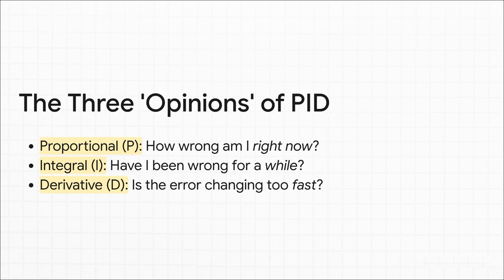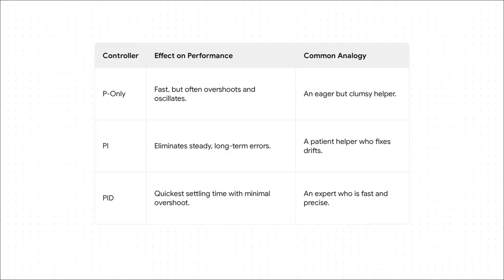And the derivative expert is the cautious one, looking ahead. If it sees the error closing too fast, it says, whoa, slow down, tap the brakes, we're going to overshoot. And what's so cool is how these 3 opinions work together. Just using P is like having an eager but kind of clumsy helper. Add in I, and that helper becomes much more patient. But when you combine all 3, P, I, and D, you get an expert. It's fast, it's precise, and it's stable.